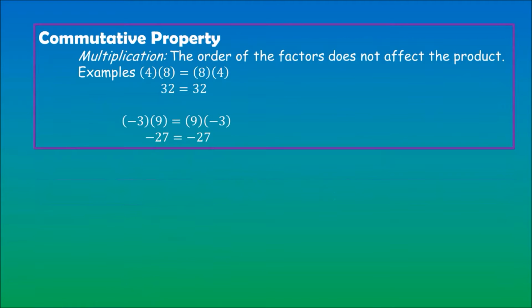The commutative property of multiplication states that the order of the factors does not affect the product. For example, we have 4 times 8 equals 8 times 4. 4 times 8 is equal to 32, and 8 times 4 is also equal to 32. Next, we have negative 3 times 9 equals 9 times negative 3. Their products are equal, which is negative 27.